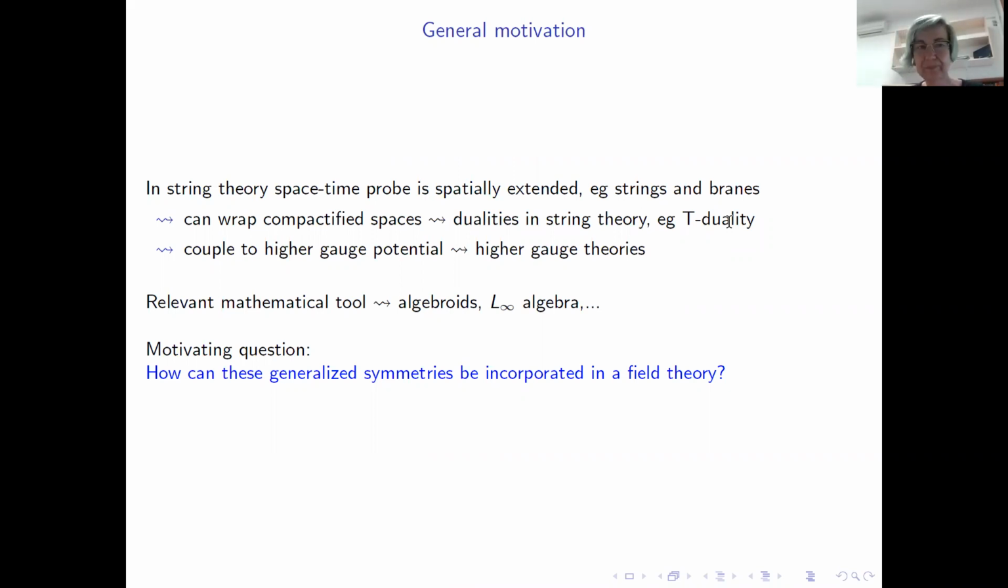In a sense, what we learn from string theory is that if we think of space-time probes being spatially extended like strings and branes, these spatially extended probes can wrap compactified spaces, and in this way they are sourcing interesting dualities in string theory, for example, target space T-duality. And also being extended, they couple to higher gauge potentials, thus leading us to higher gauge theories.